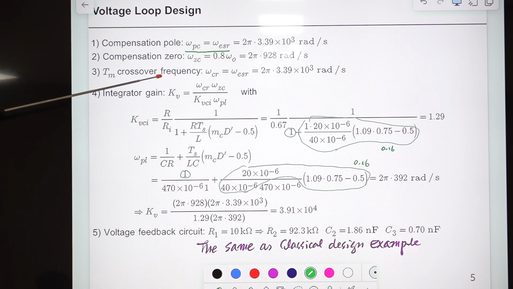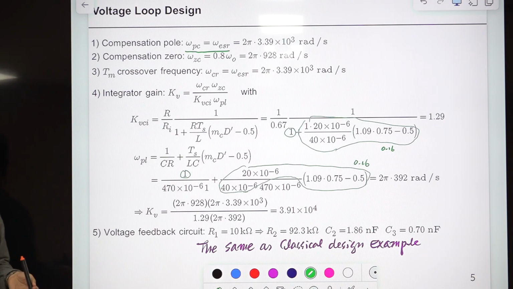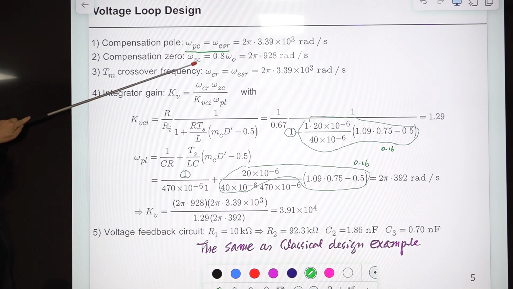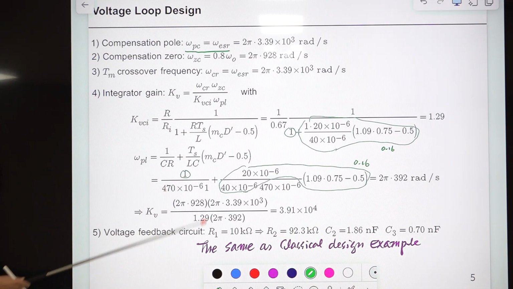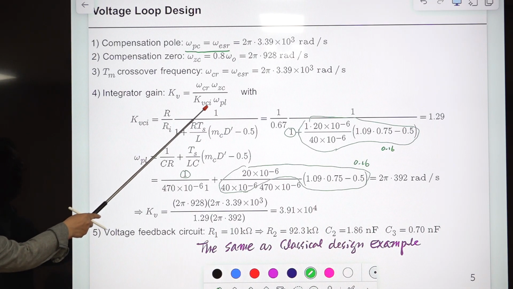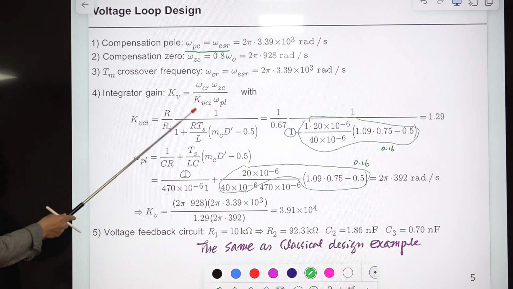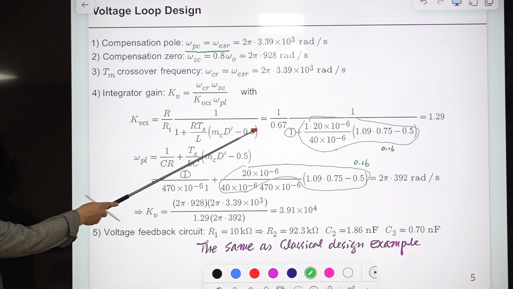In the previous case in classical analysis, we select this. Why would we select something different? There is no reason for doing that. This is the best design. So we select this. This is the good policy, and then KV is determined like this. The expression is different. We have this KVCI, something like that, and omega CR. I think this was the same, all right? Then KVCI has this expression, okay?